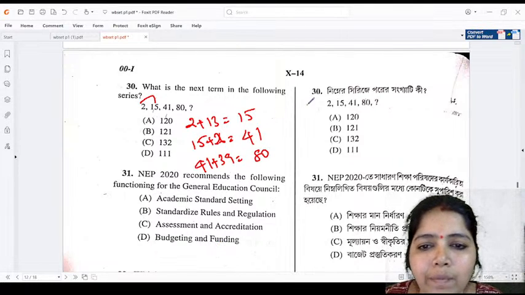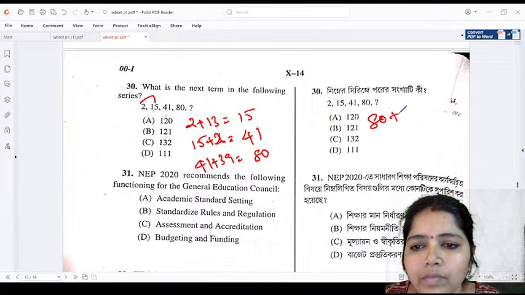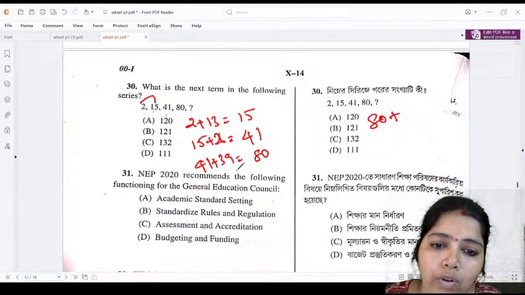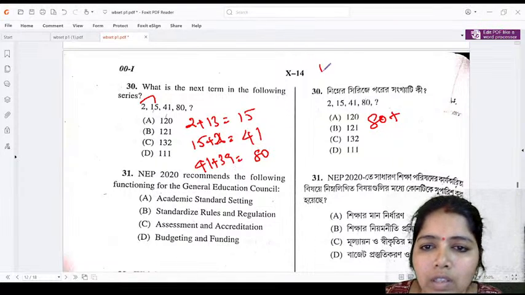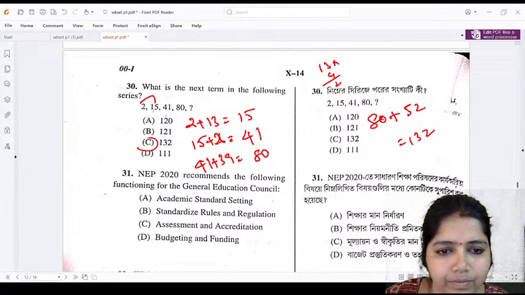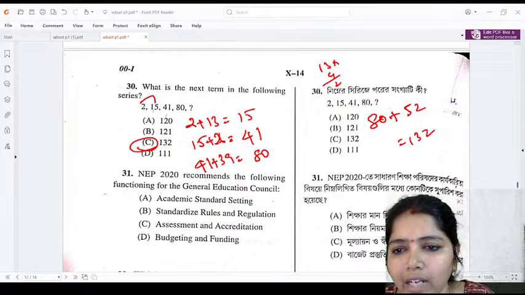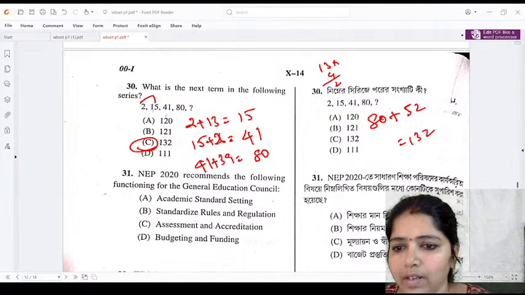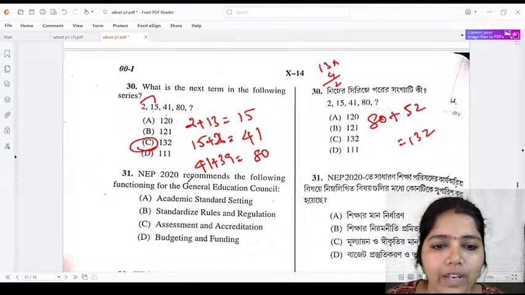And then 80 plus 13, not 13, sorry, 13 into 4, which is 52. So 80 plus 52, that is 132. Yes, the right answer is 132. Okay, yes, very good learners.